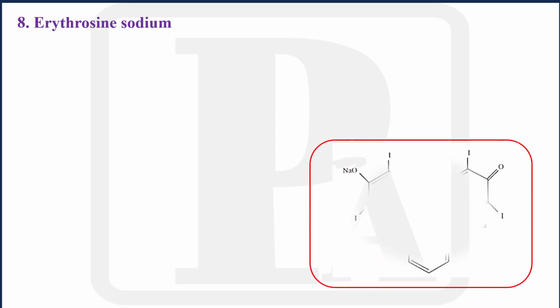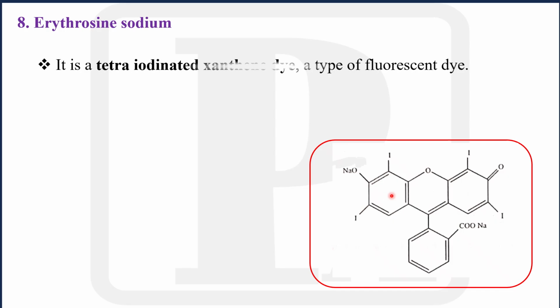Next one is erythrosine sodium. Look at the structure of erythrosine sodium. It has structural similarity with fluorescein sodium. While comparing with fluorescein sodium, it has 4 iodines. That's all, the only extra change is the 4 iodines. That's why it is a tetraiodinated xanthene dye, that is a fluorescent dye, or we can write it as a tetraiodinated fluorescein sodium.